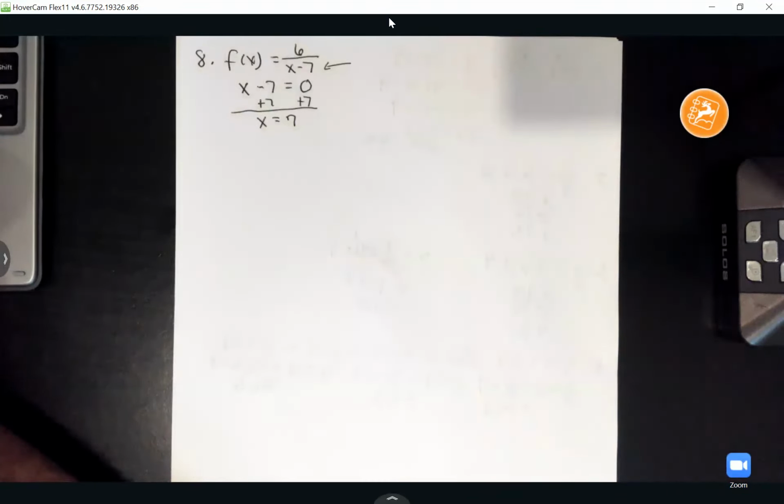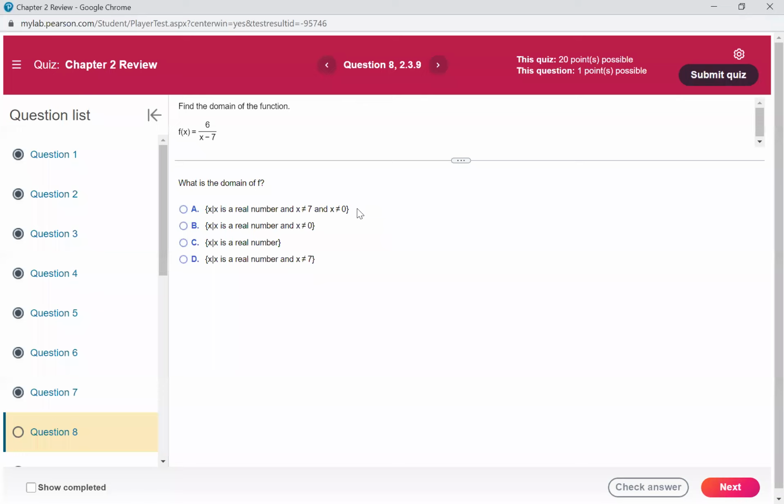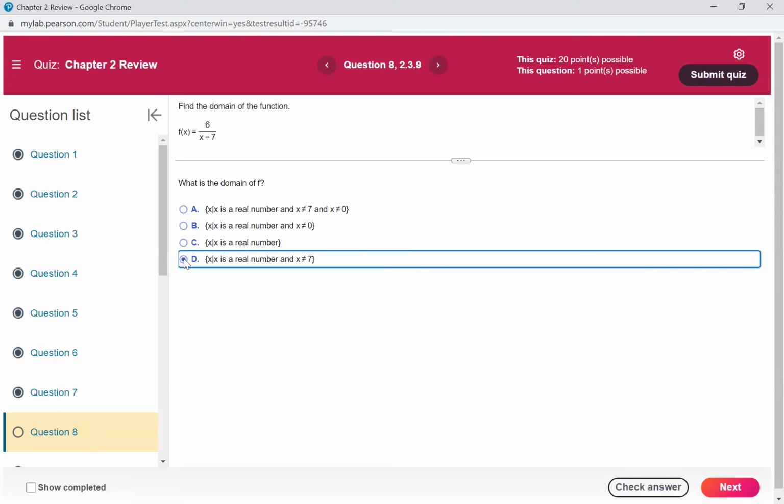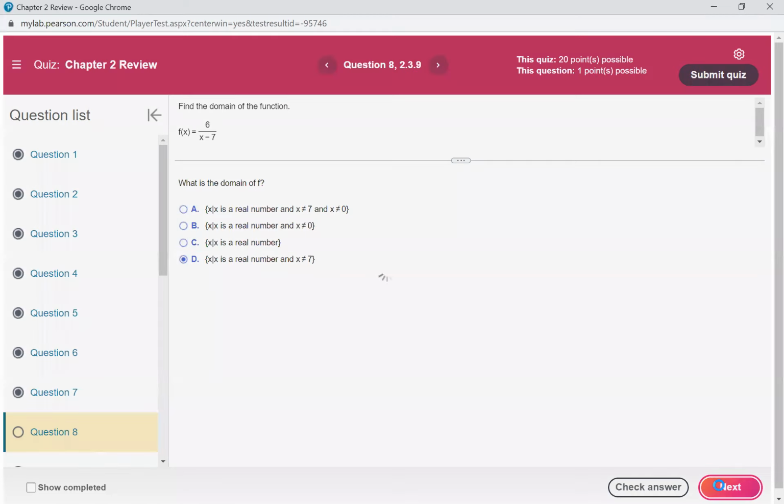So we would go back to MathLab and look at them 4 answers they gave us. So for A, they're kicking out 2 numbers. They're kicking out 7 and 0. For B, they're kicking out 0. For C, they're saying it's all real numbers. But y'all, the only way it can be all real numbers is if there's no fractions at this point. And then look at D. X is a real number and X cannot equal 7, which was the only number we kicked out of our domain. So we would pick D and go next.